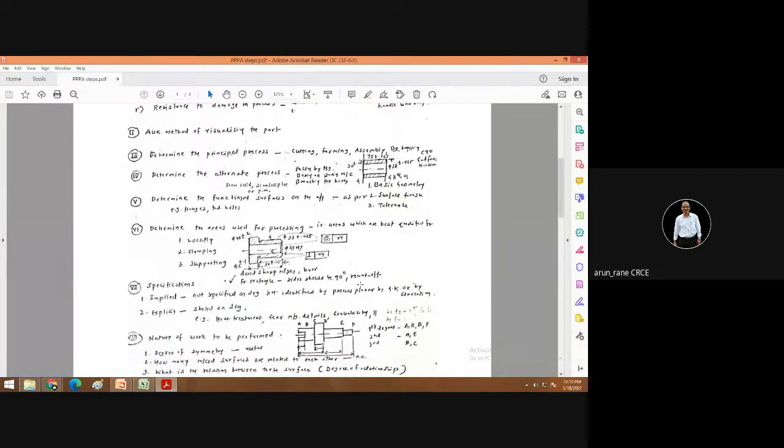Step number 5 is to determine the functionally important surfaces on the workpiece. What are the surfaces which are important? See, we are doing the postmortem. We are reading each and every line, each and every word, each and every character.